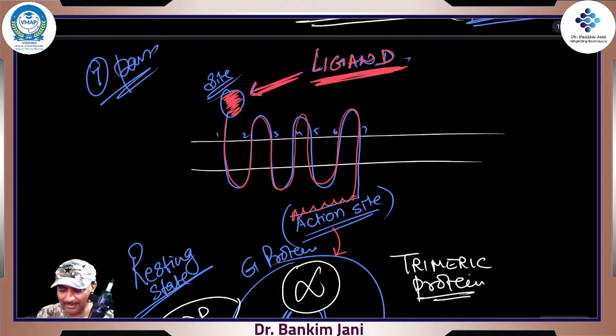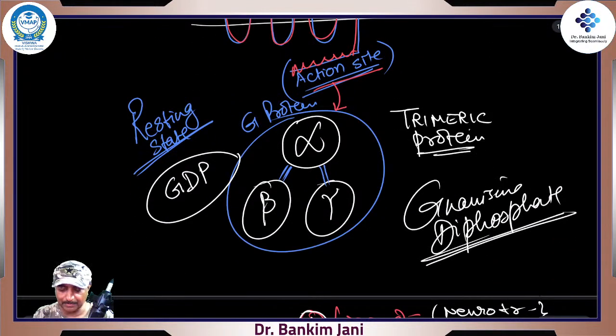Here, a call comes from outside and it tells the cell to send a message inside. The message is sent, and this is at the action site, this G protein, which is like a stimulatory protein.